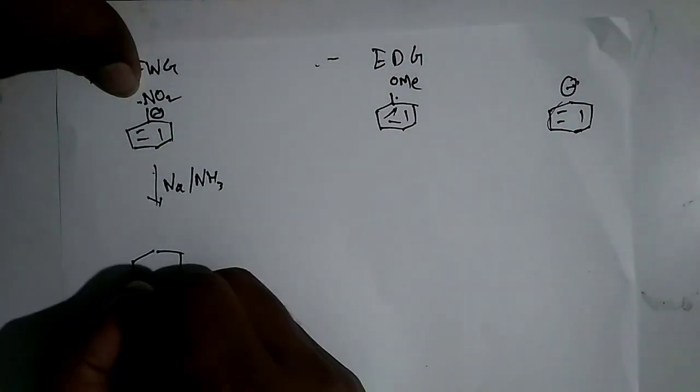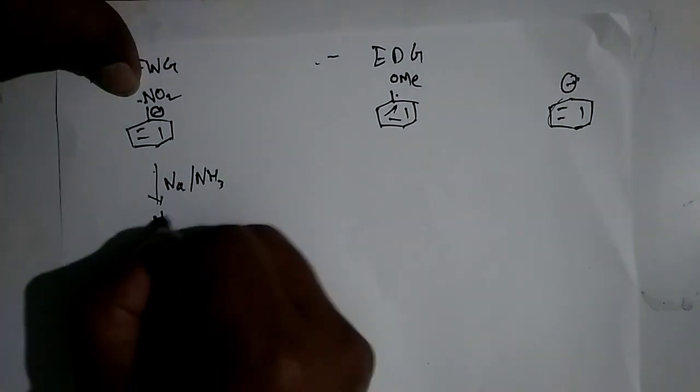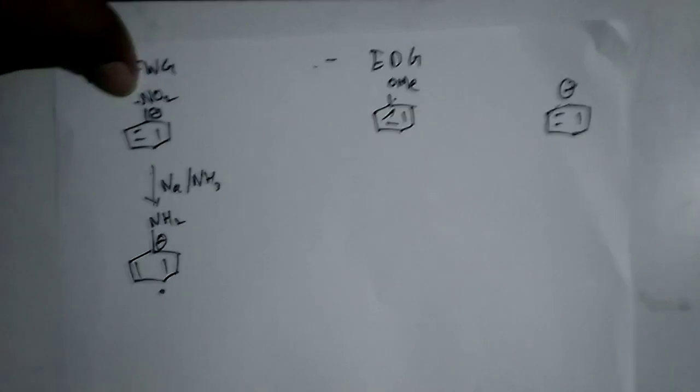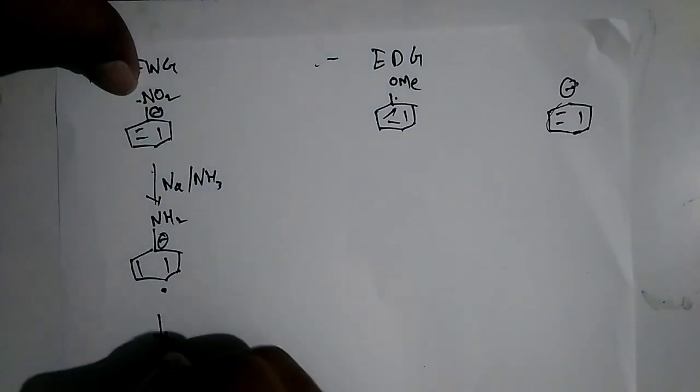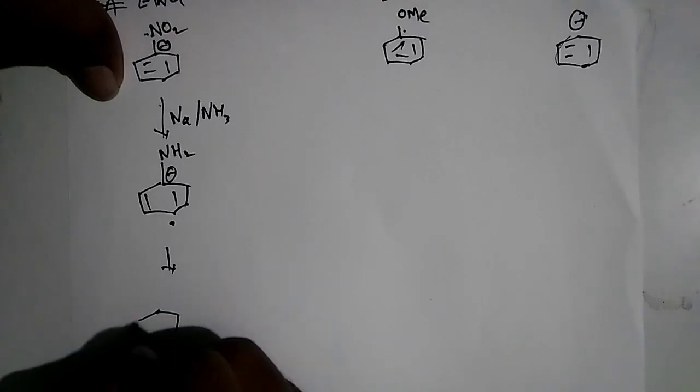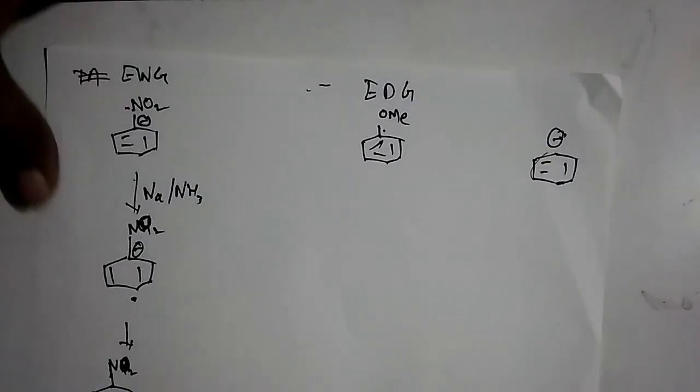So for this kind of thing, if you give Na/NH3, the electron will approach this carbon, so a radical would be formed here, and NH2, a negative charge. With another hydrogen, you will get something like NH2, one more radical. Now you know the mechanism, so we'll directly jump to the final product. I mean NO2, sorry. So we are getting this kind of product in case of an electron withdrawing group.